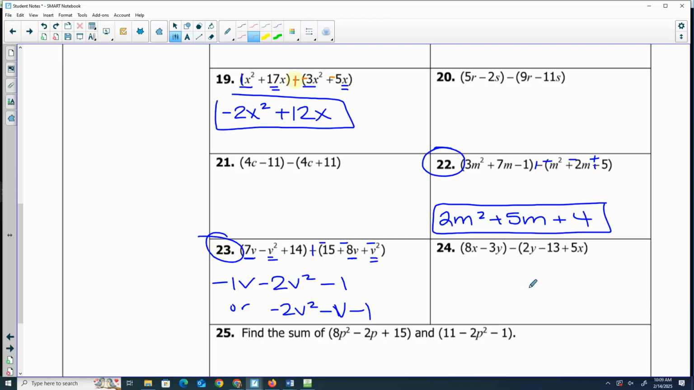What I want to do now is have you guys go back to that handout I gave you at the beginning. And I want you to try 11 through 16.